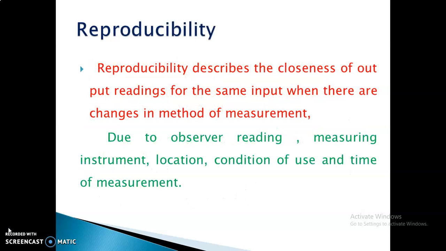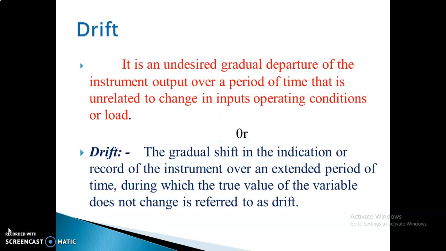Then the next static characteristic is reproducibility. Reproducibility means that while the observer is measuring the value with the instrument, it should reproduce the same value. For example, if you are taking the value today, tomorrow also, and 2 days after also, whenever you do it, the reproduced value should be the same. That is what reproducibility is. The next one is called drift.